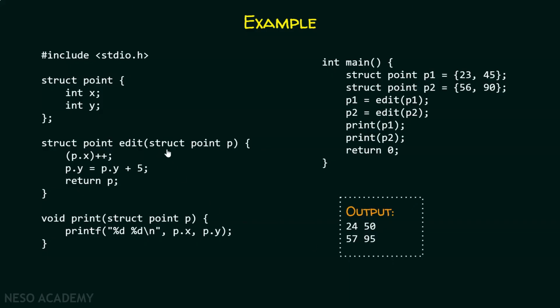You must be careful about the types. The parameter type and the argument type must match, and because here you're returning a variable of type struct point, the return type must be struct point.